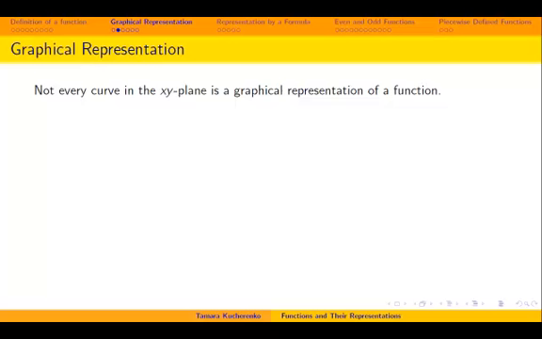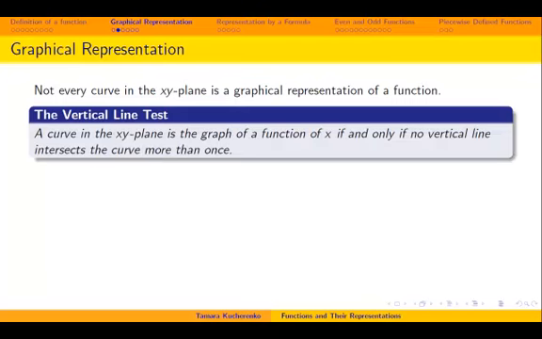Not every curve in the xy plane is a graphical representation of a function. To determine whether a given curve is a graph of a function, we use the vertical line test. A curve in the xy plane is the graph of a function of x if and only if no vertical line intersects the curve more than once.